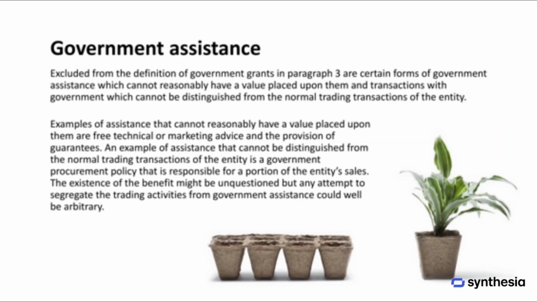Government assistance is broader than government grants. Some forms of assistance are excluded from the definition of government grants because it's not possible to place a reasonable value on them. For example, free technical or marketing advice or the provision of guarantees are types of assistance that can't be easily measured. Also, some transactions with the government cannot be separated from the entity's normal business activities. For instance, a government procurement policy that leads to part of an entity's sales is considered normal trading, not government assistance. While the benefit from such support might be clear, trying to separate it from regular business transactions would be arbitrary and not practical.